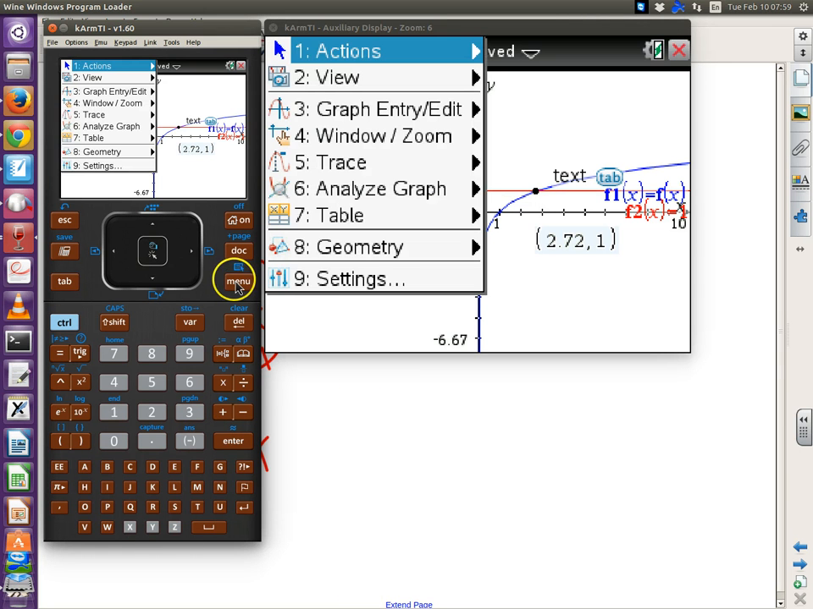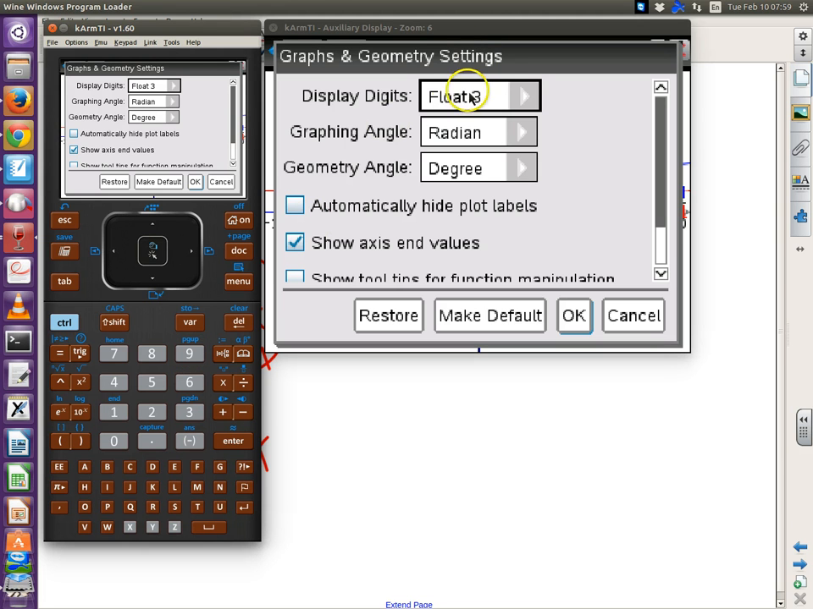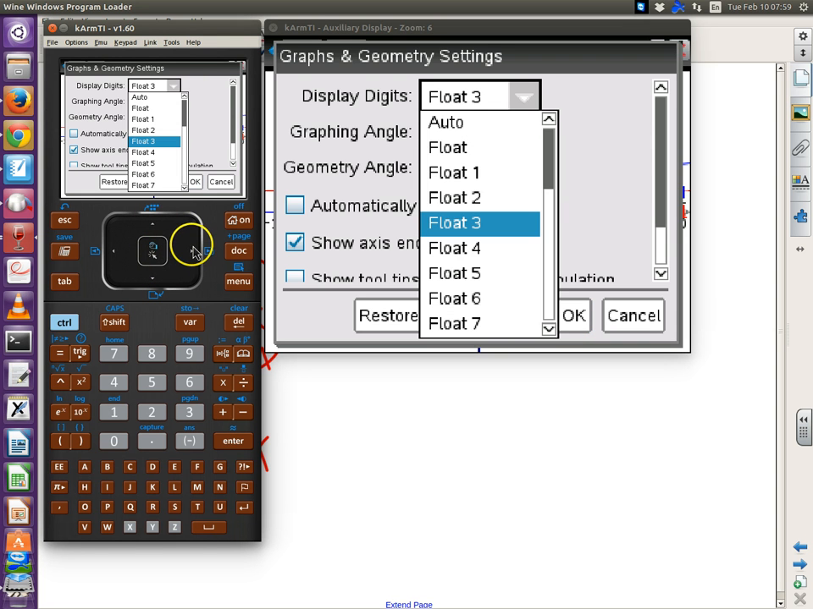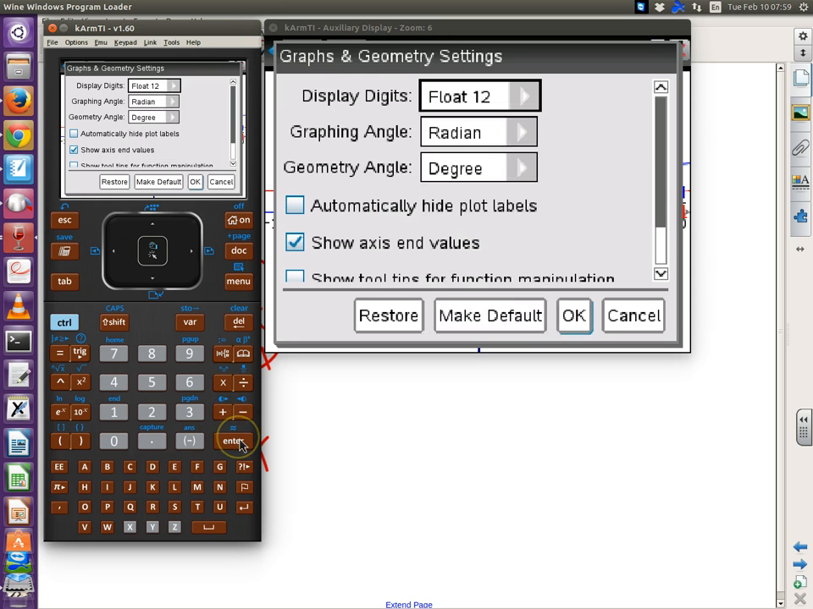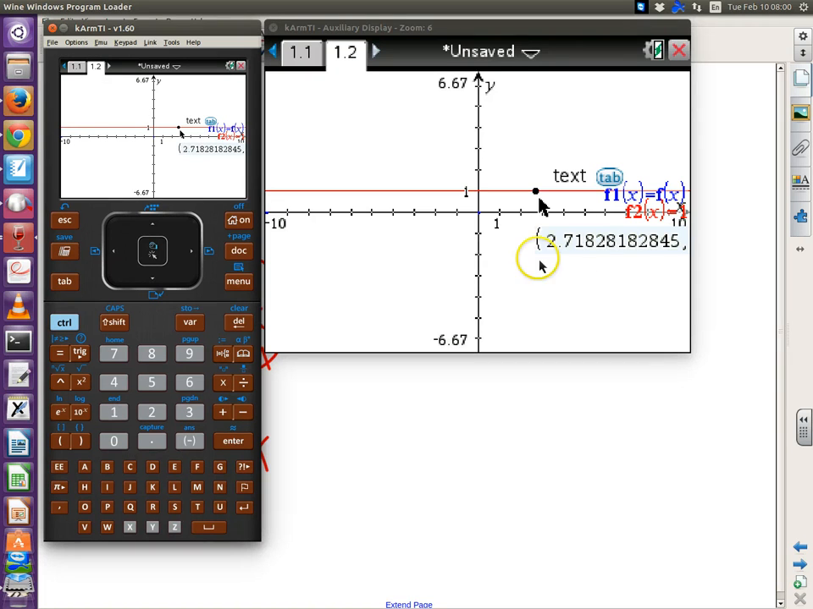All right, what about this? Menu, settings. See, float 3. Is that why I'm not getting it? Yeah, just change that. Okay, so how about if I make it, what's the max I can get? Float 9 or something? 12? All right, let's make it float 12. I usually like fixed, but let's see about float. There it is. Okay, good. 2.71828182 something, right? And that's basically e.